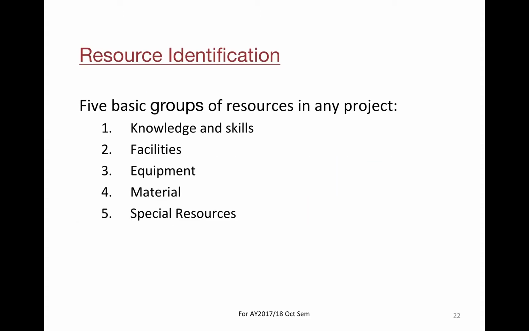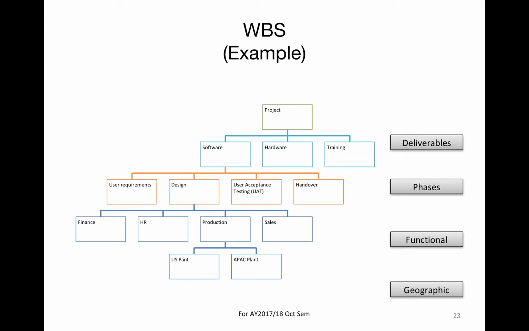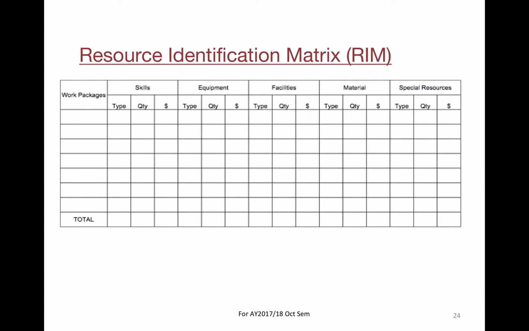Resource identification. There are 5 basic groups of resources in any project: knowledge and skills, facilities, equipment, material, and special resources. So when you go through the WBS, you should actually know what resources you need. To help you, you can use this matrix, the resource identification matrix. You can put down what you need and what resource you need.